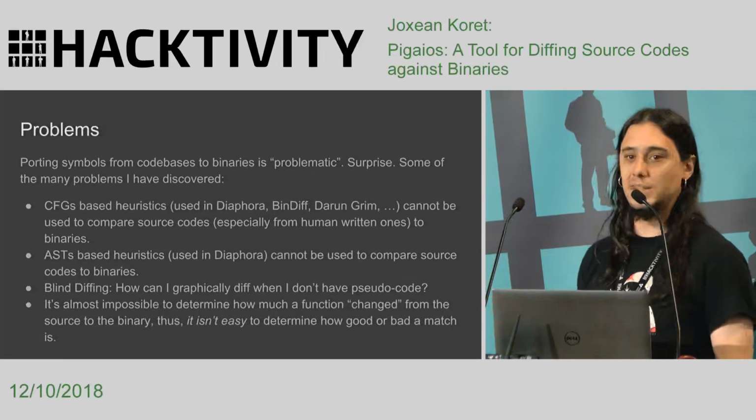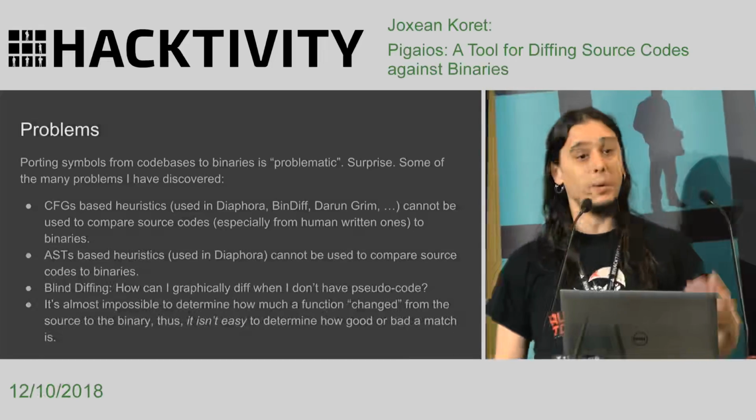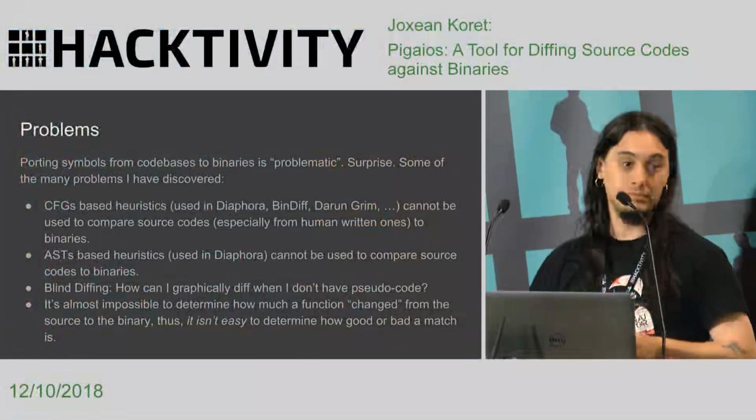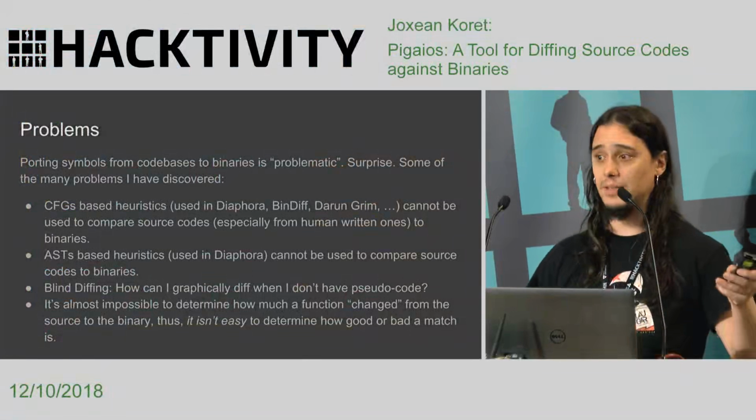Another thing, which I call blind diffing. In some cases, I use the compiler just to graphically display the match. So you can kind of diff the source code from the binary and the source code from the proper source code, I mean. But what if I'm comparing the source code with an SH4 binary, with an M68K, SPARC? I don't have the compiler for that. So how can I diff that?